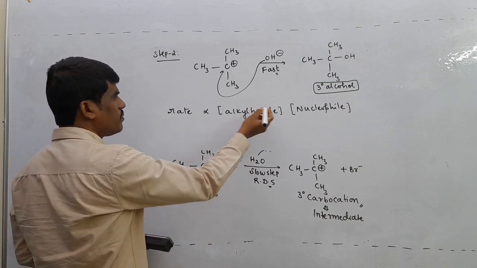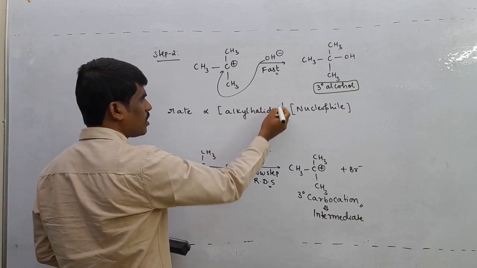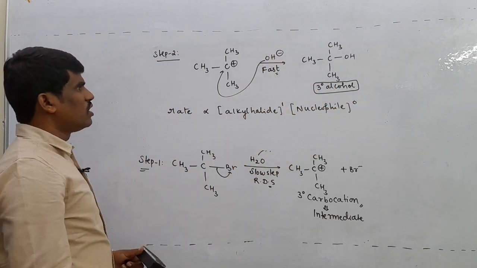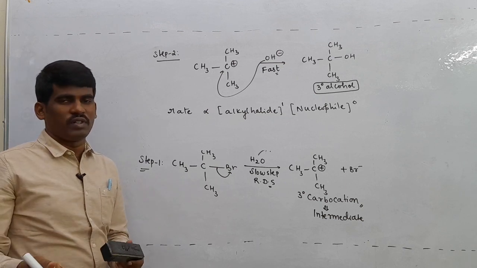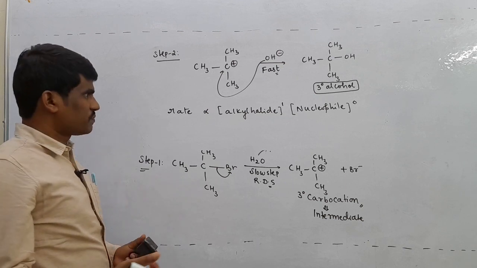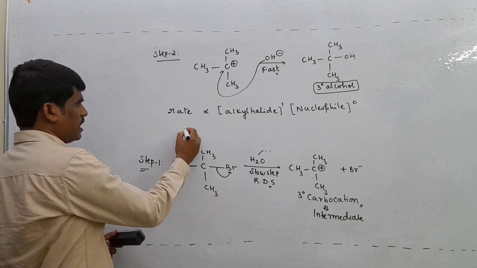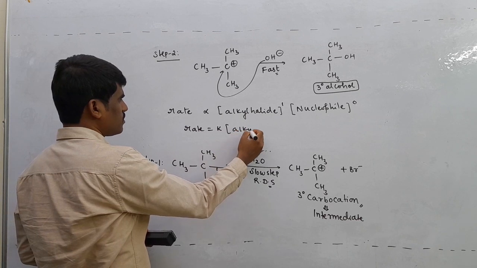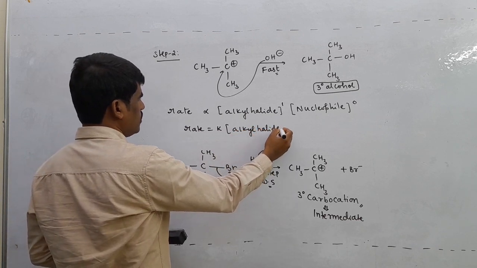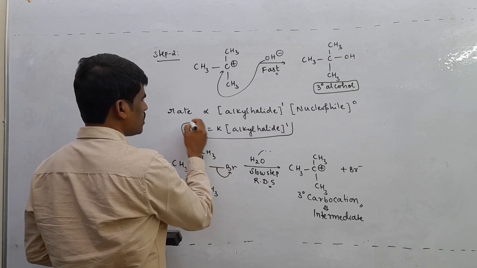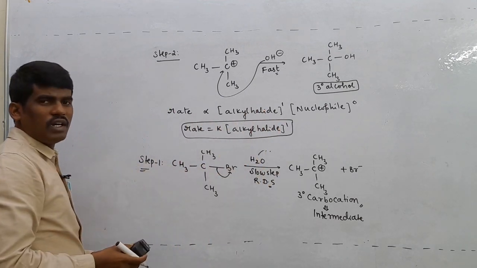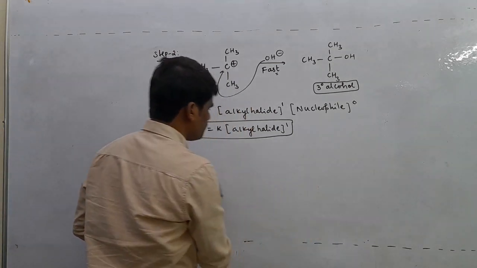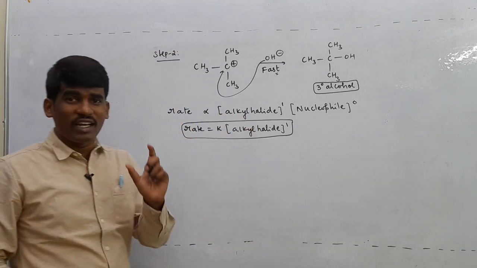The rate depends on the concentration of the alkyl halide, but it won't depend on the concentration of the nucleophile, because the nucleophile attacks the carbocation in the second step. The second step is a fast step, right? It is not the rate determining step, and hence rate is equal to k into the concentration of alkyl halide raised to 1. That indicates the rate depends on the concentration of the alkyl halide only.